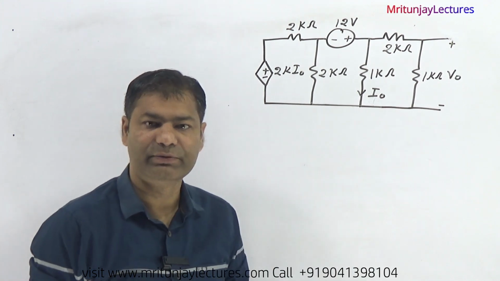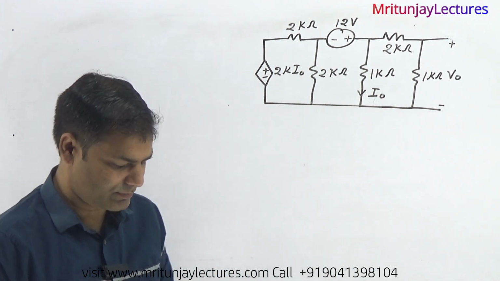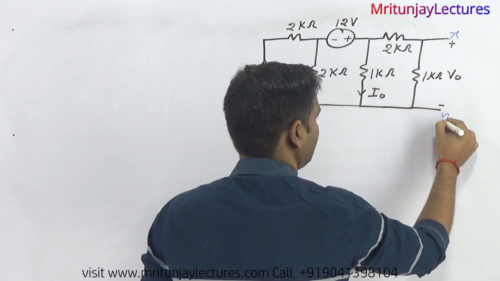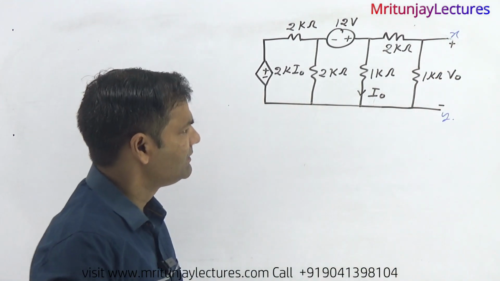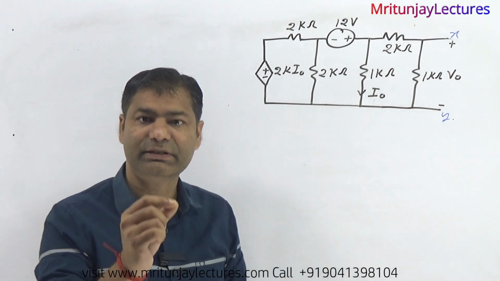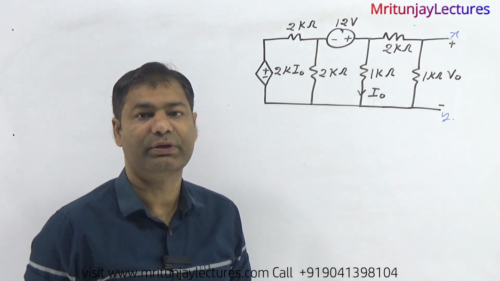Our motto: determine V naught with the help of Thevenin's theorem. So how can we do it? First of all, we have taken terminals X and Y, and this 1 kilo ohm is parallel to XY. That's why it is considered as a load resistance.